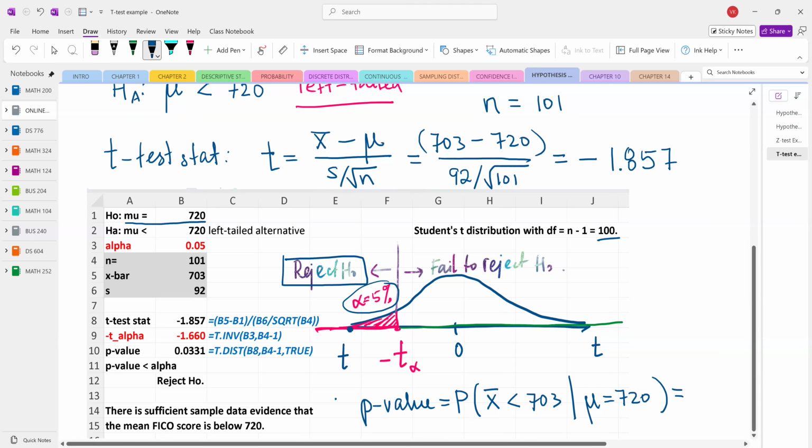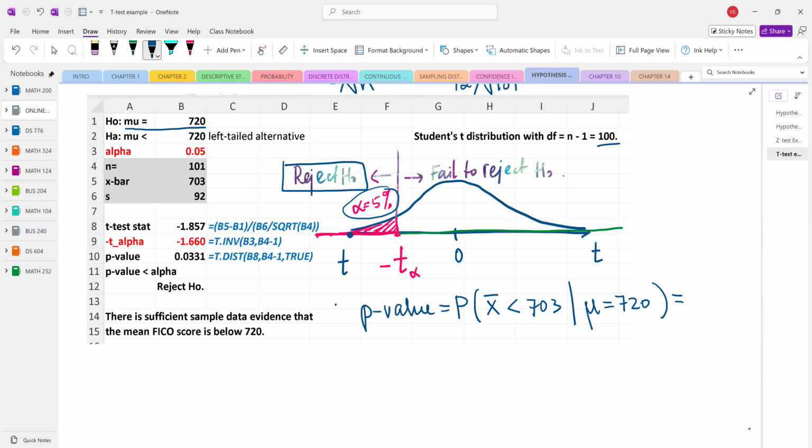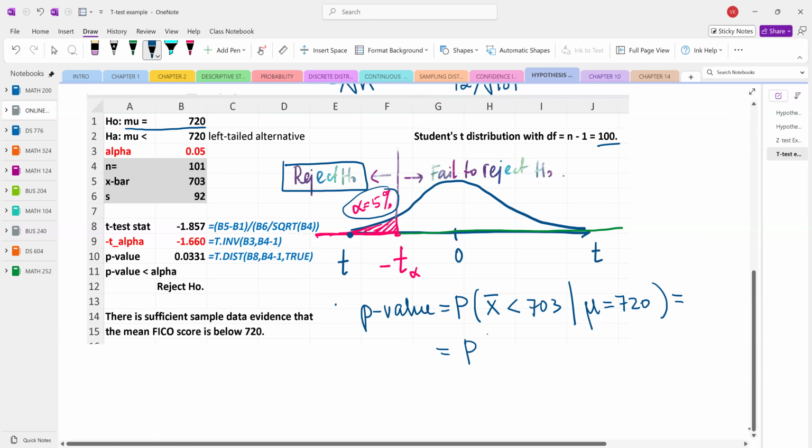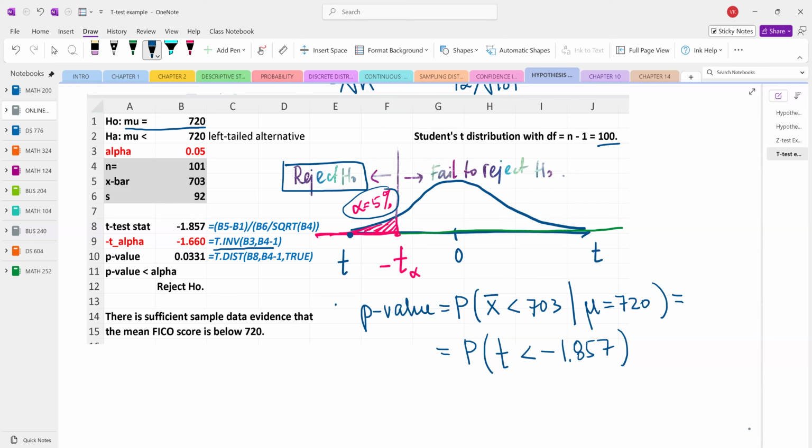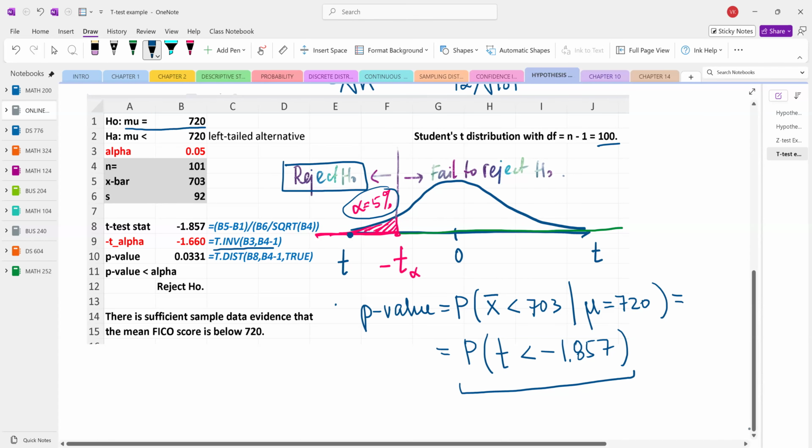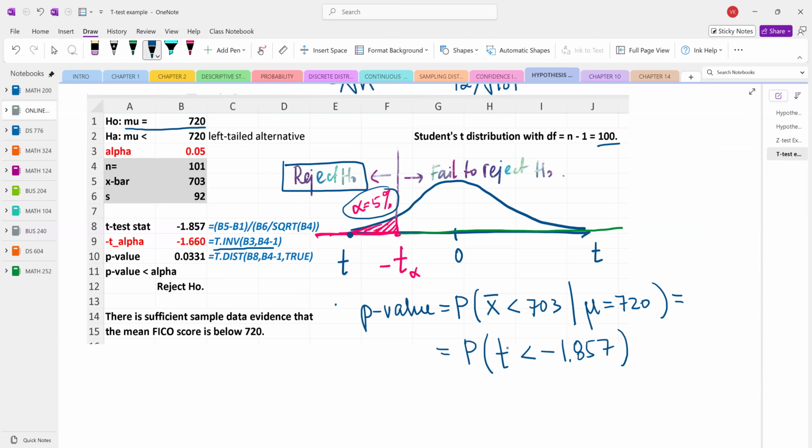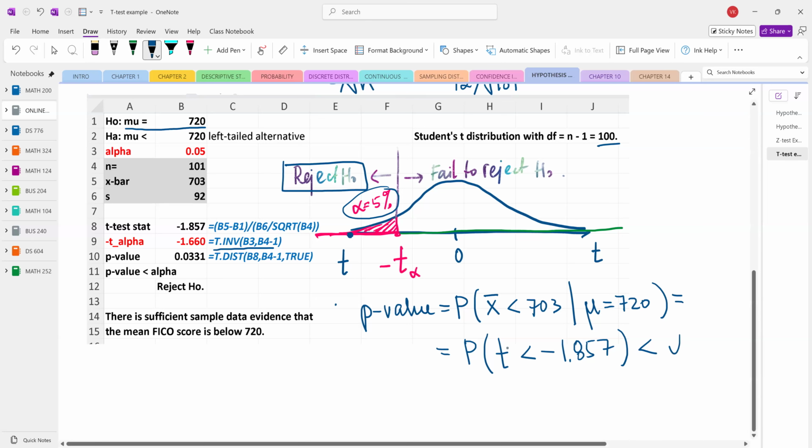If we standardize the sample mean, the statement becomes the following: probability that t is less than negative 1.857. The probability value itself can be obtained by means of technology, and here I demonstrate how to use Excel. But this is the actual meaning of the p-value. If the p-value is small, this means that this outcome would be unlikely if the true mu was equal to 720. So the p-value here is less than 5%.